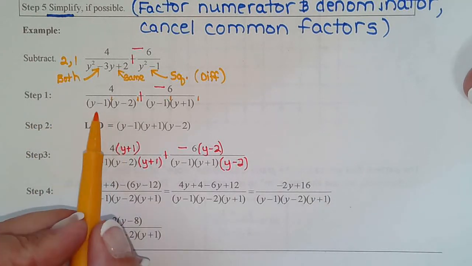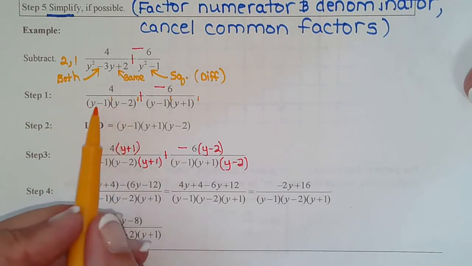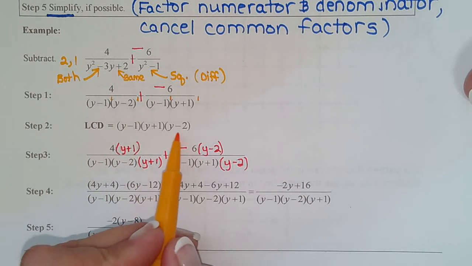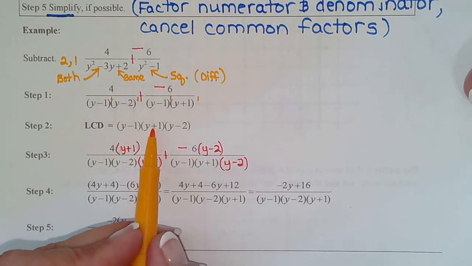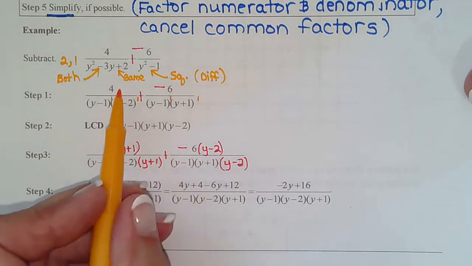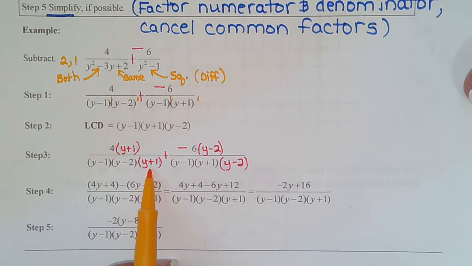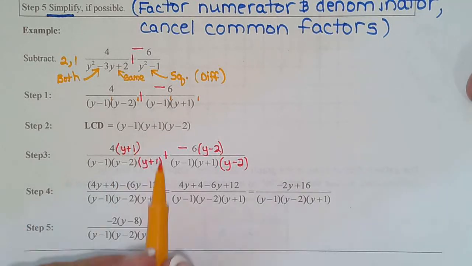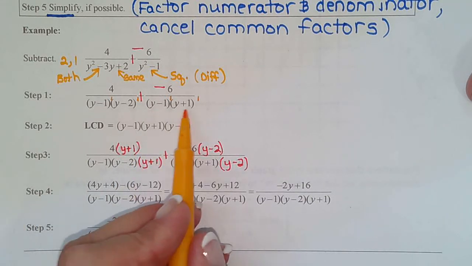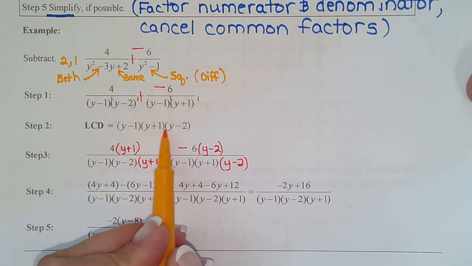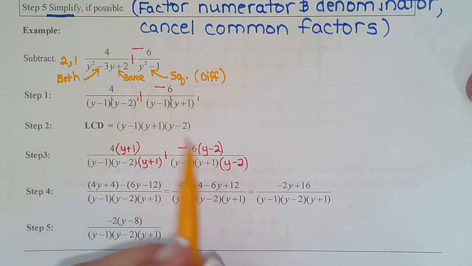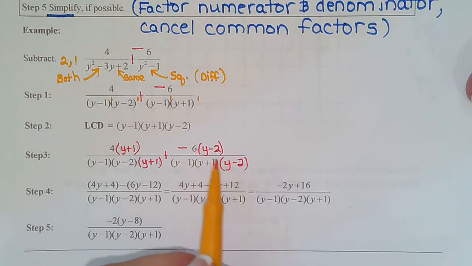So then I look at this first fraction, I say, what is it missing to have this common denominator? Oh, it's missing y plus 1. So I multiply the top by y plus 1 and the bottom by y plus 1. Then I say, what is this denominator missing to have a common denominator? Oh, it's missing y minus 2. So I add y minus 2 here and y minus 2 here.